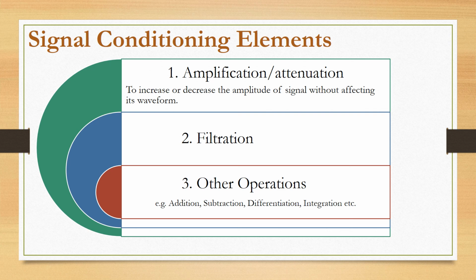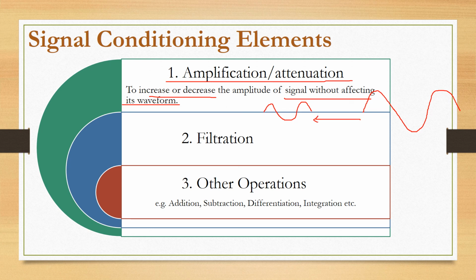So you can have an amplification or attenuation element. What is the function of amplification or attenuation? Is to increase or decrease the amplitude of signal without affecting its waveform. So suppose at the input of signal conditioning you are getting such waveform, then you should get at output also the same waveform. So its waveform should not be disturbed. Similarly, if you are attenuating, then the process will be reverse.